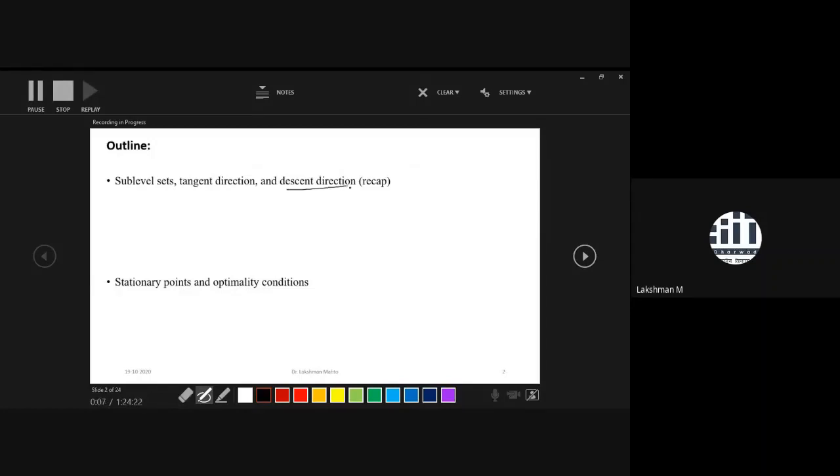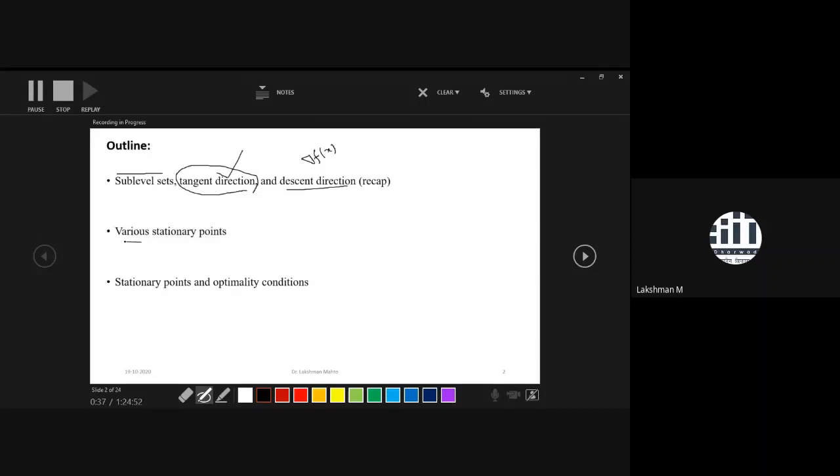In the last class I mentioned the relation of descent direction with sublevel set. You need to know the relation between them. If you are having a sublevel set, then what is the gradient? Gradient is always talking about the normal to the sublevel set at a point. So it defines the normal. Then if you are having a normal, you have to discuss the tangent direction as well. Those kinds of things we will discuss as a recap.